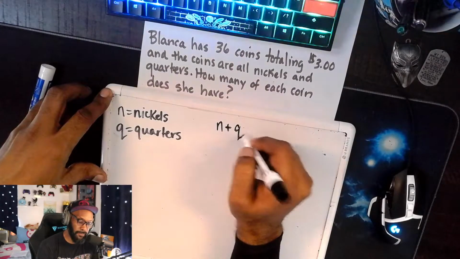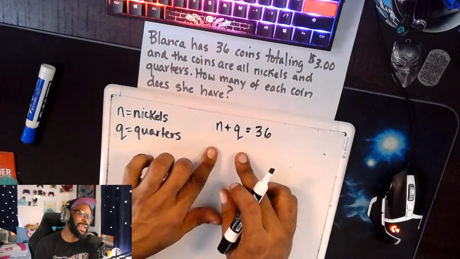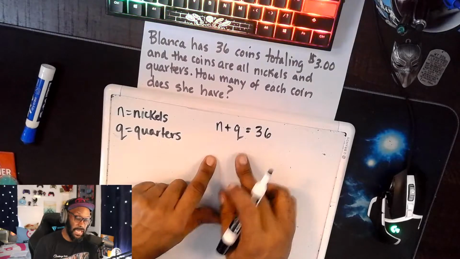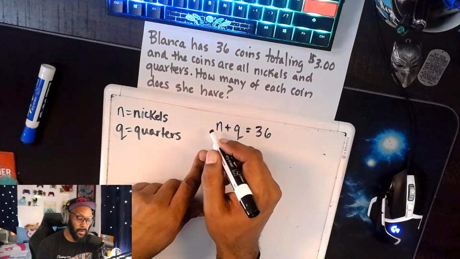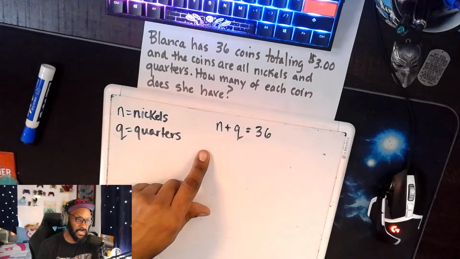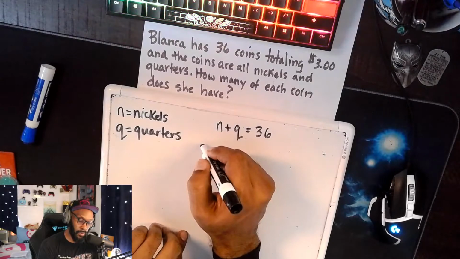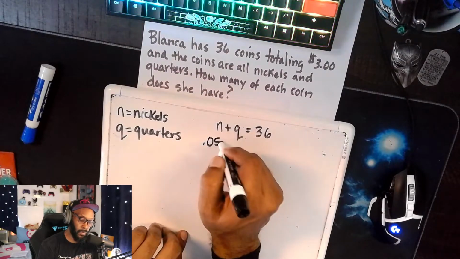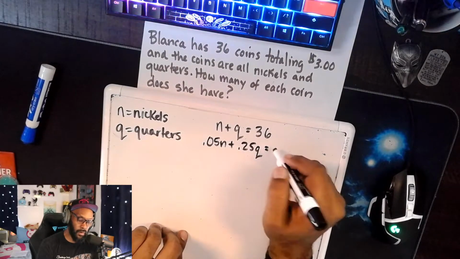I think you got it, friends. N plus Q is 36. And now we need to deal with the monetary value of this, and this is where some of us get hung up. What's that equation? I'm going to give you a chance to write it down before I do. This is what we are going for.